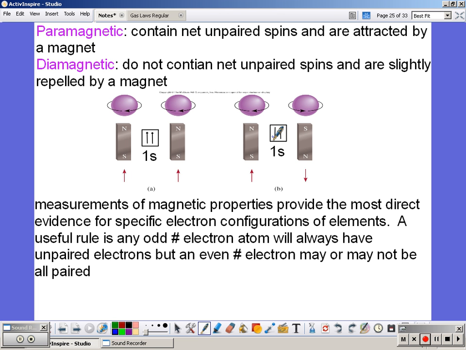Measurements of the magnetic properties have provided the most direct evidence for specific electron configurations of the elements. A useful rule is that if it's an odd-numbered electron atom, say you have 5 electrons, you will always have an unpaired electron. But an even number of electrons may or may not be all paired. You would have to see based on the orbital notation.